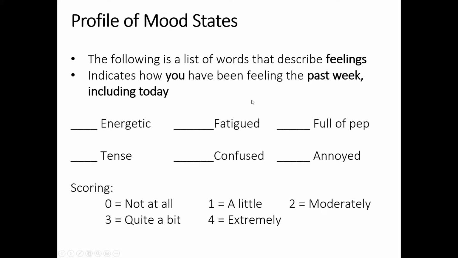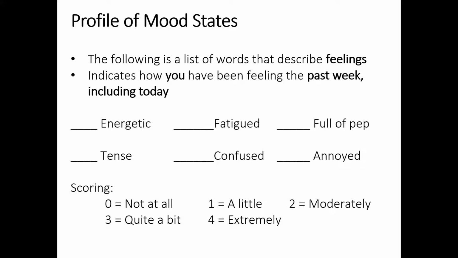So this is how you're feeling. Okay, would be a general one. So how are you feeling? Energetic, fatigued, full of pep, annoyed, confused. Okay, indicate how you've been feeling. Not at all, quite a bit, a little, extremely, moderately. So these are all the scores and we would put them through. And this gives us a mood state general view over the past week. So this would be very general, rather than using this at a very specific time point, how are you feeling right now?